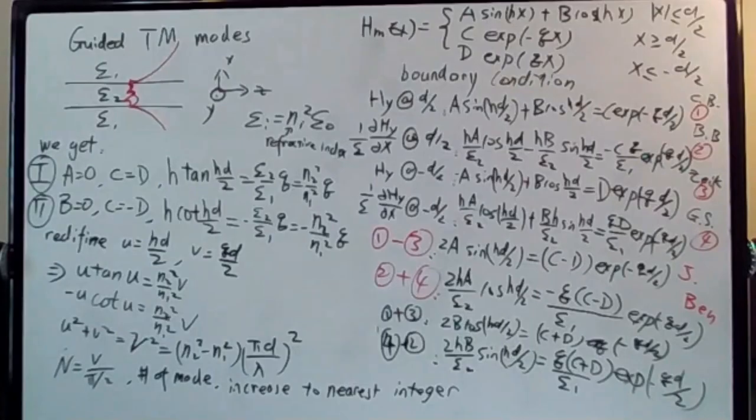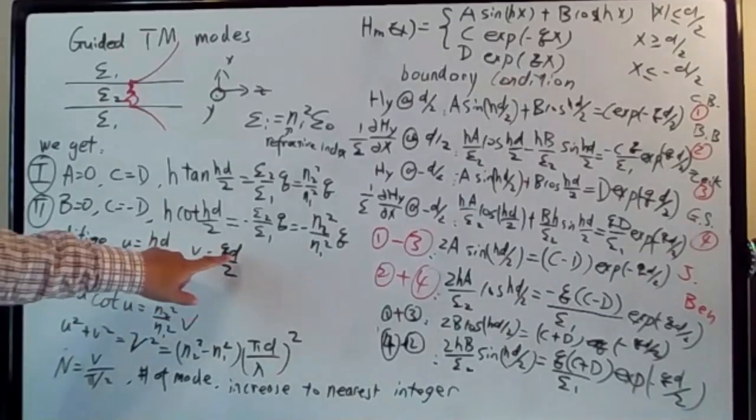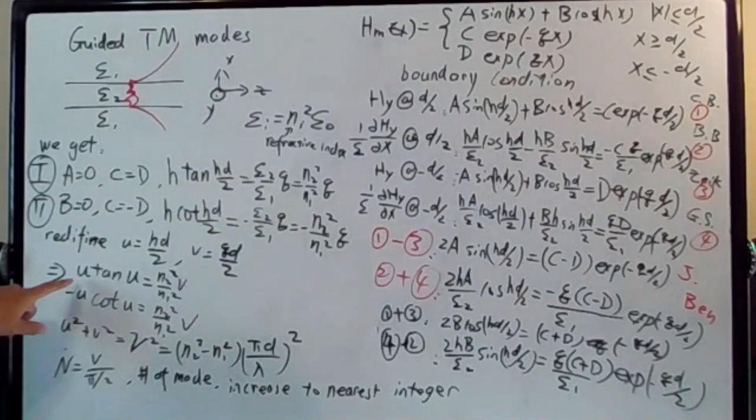So let's be clear. u is hd over 2, v is qd over 2. So from these two equations, u tangent u is n2 square over n1 square v, and negative u cotangent u is n2 square over n1 square little v.